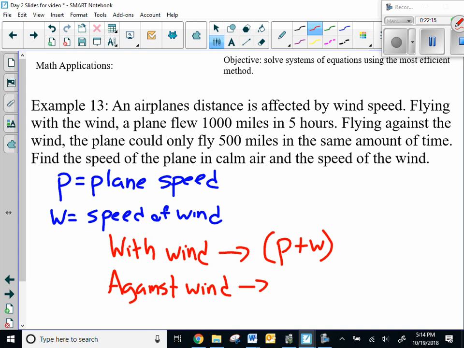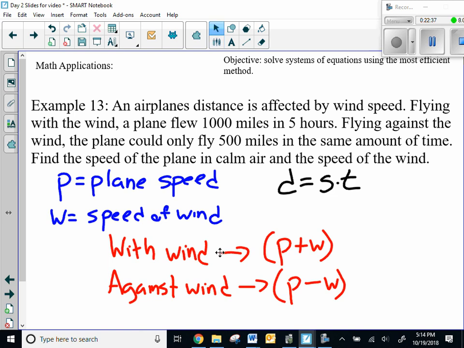Against the wind, think about the wind hurts the plane. It slows it down, just like the moving sidewalk slowed down the baby. So it would be the plane speed minus the wind to get the overall speed. And then we're going to use that formula we've used a couple of times, that distance equals speed times time. So we already have the speed.